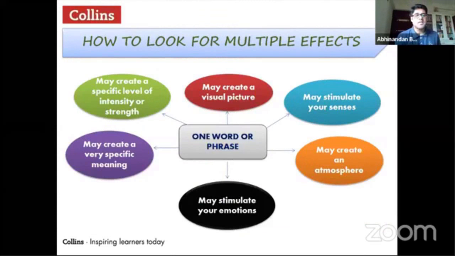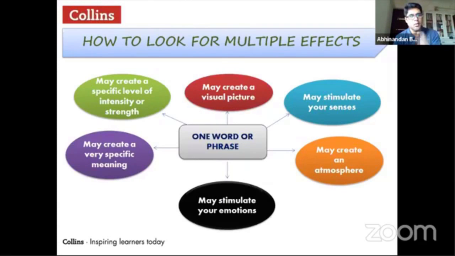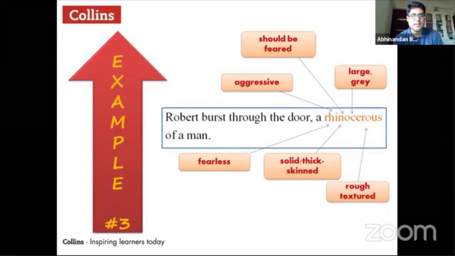This is something again interesting, how to look for multiple effects. So one word or phrase can have multiple effects, right? It can create a visual picture, it can stimulate your senses, it can create an atmosphere, it can create a specific meaning, it can create a specific level or intensity or the strength of the word, and it can also stimulate emotions. So let's see how we can take this idea further with one quick exercise. This is the third example for our session today, and the last example hopefully.